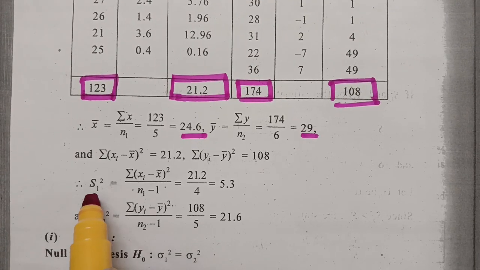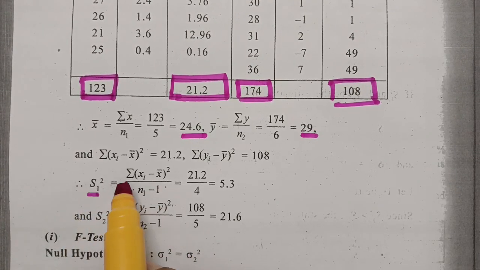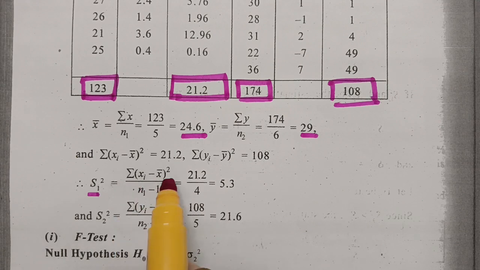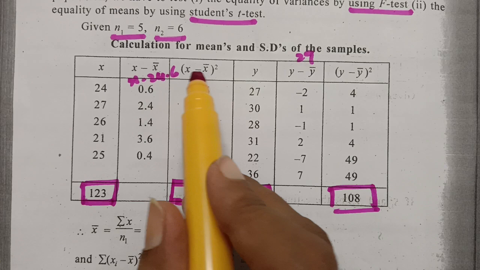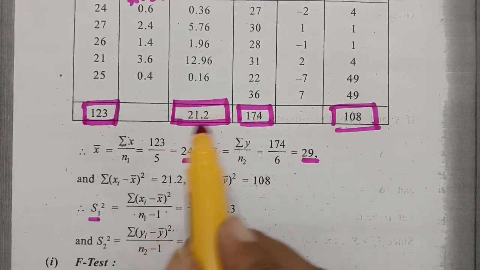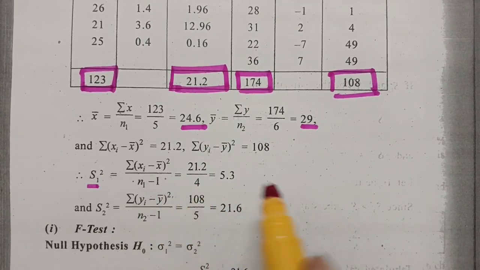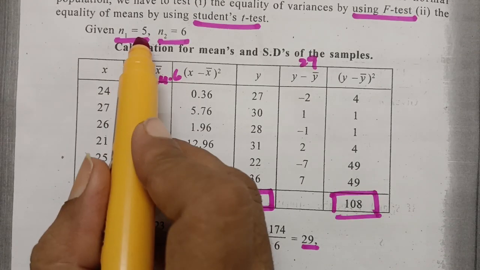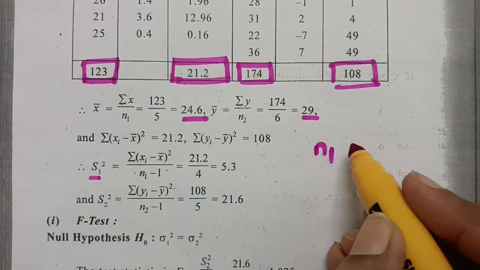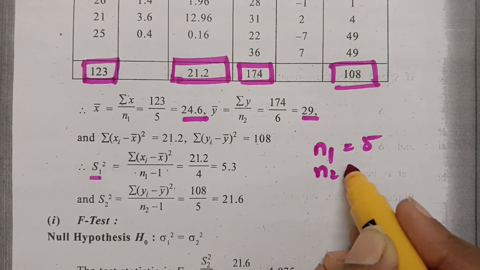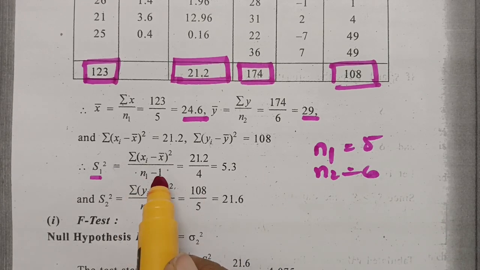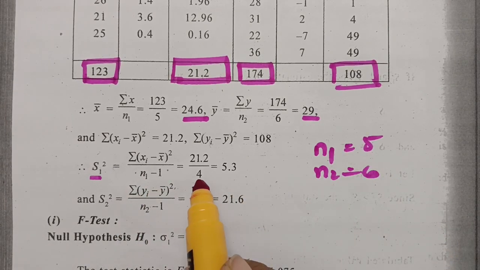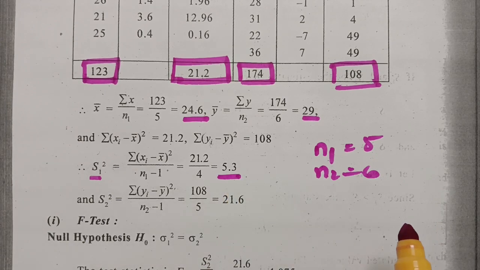So S1 square is equal to sigma x minus x bar whole square by n1 minus 1. What is sigma x minus x bar whole square? The total is 21.2. And n1 is equal to 5 and n2 is equal to 6. So n1 minus 1, 5 minus 1, is 4. The value here is 5.3.